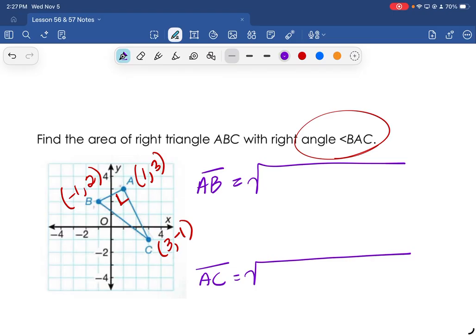Oh, see, negative 1 minus 1. Oh, they're minus. Yeah. Yes. Yeah, that's what I got. And then now find AC.